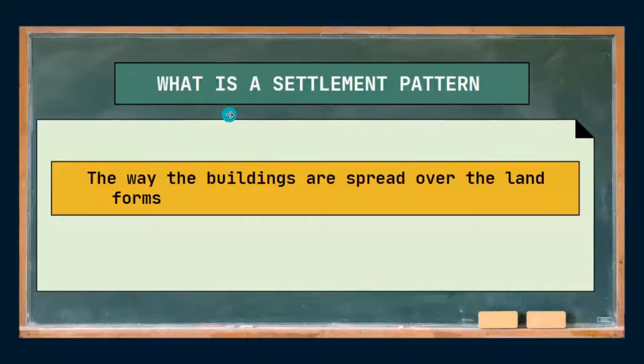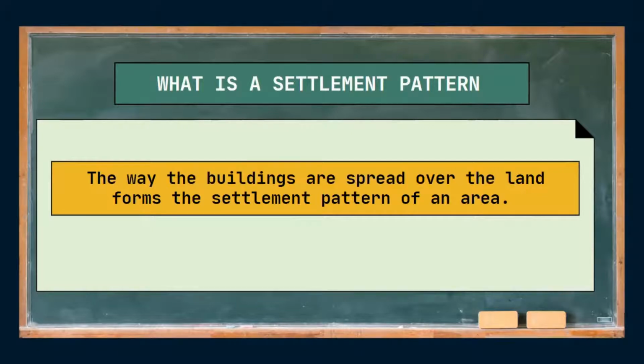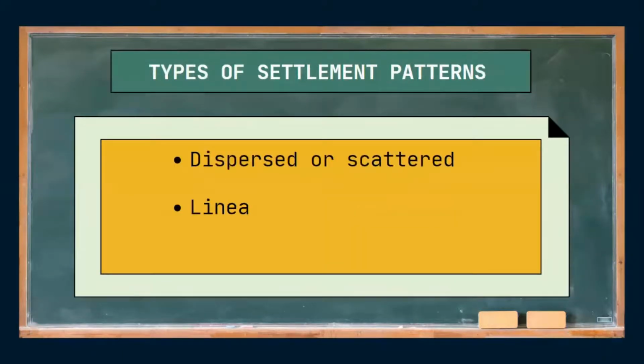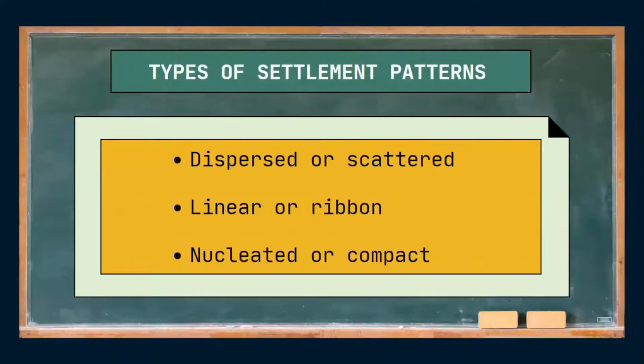Now we move on to settlement patterns. What is a settlement pattern? The way the buildings are spread over the land forms a settlement pattern for an area. When we have an area with buildings or houses, there's a particular way that the buildings would be set up, whether intentional or not, and it forms a settlement pattern. There are three main types of settlement patterns: dispersed or scattered, linear or urban, and nucleated or compact.